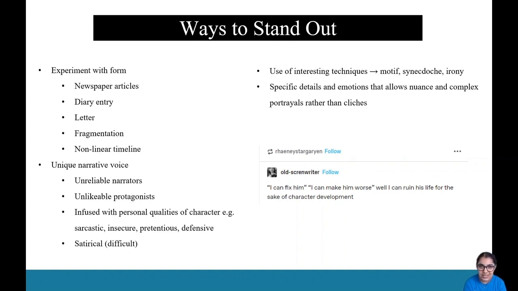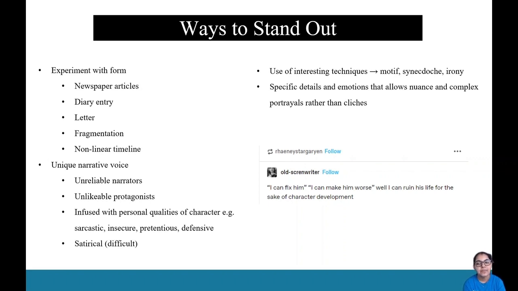Unlikable protagonist, changing stuff up a bit and having an unlikable protagonist is another way to do it. Infused with personal qualities of character, for example, sarcastic, insecure, pretentious, defensive. That can also be, even if it's a third person narrator, we could still have these personal qualities.